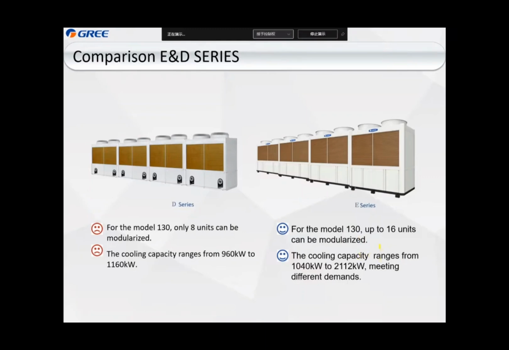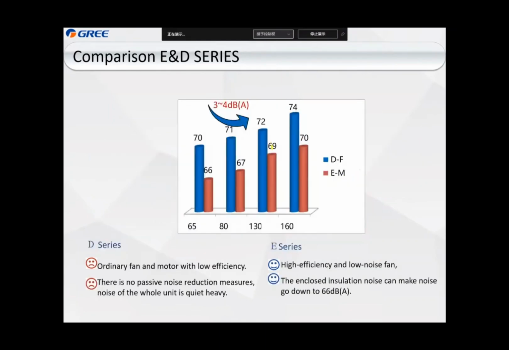This is mainly the difference between E and D. Also, we can see another difference for the whole series of products, for every module. We can see the noise. The red color is the E series. We see the E series noise level is lower than the D series, in every module, not only one module. 65, 80, 130, all decrease the noise. This is the E series.